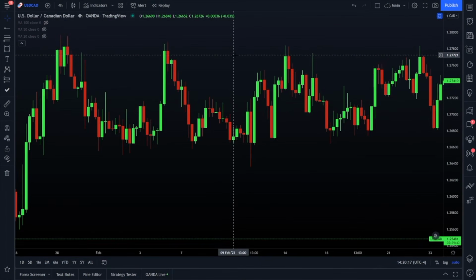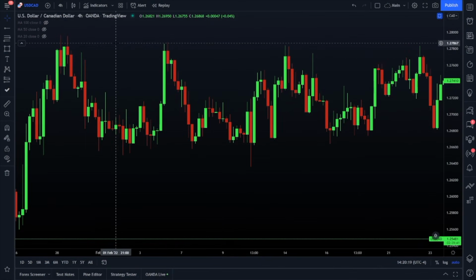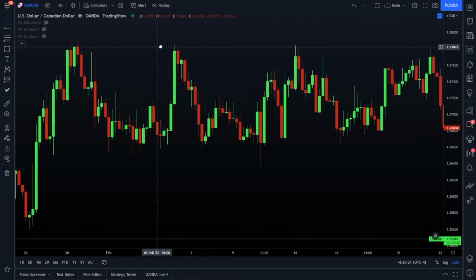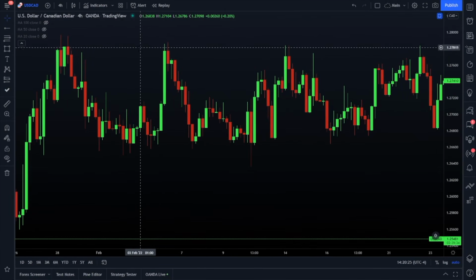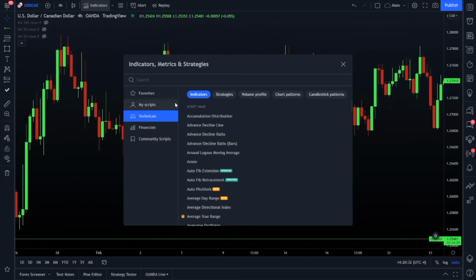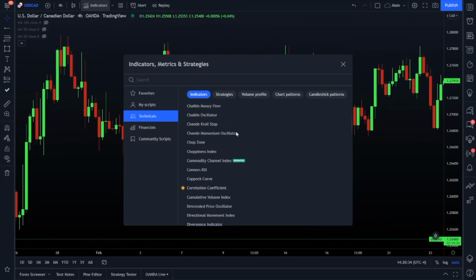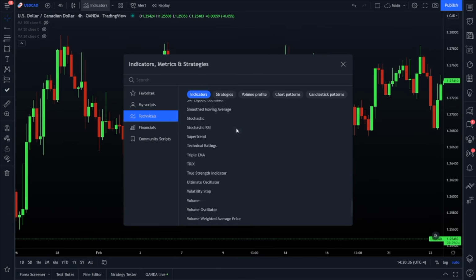The first thing you need to know is that indicators are essentially a tool that can be applied to charts to give us some sort of reading or indication, for lack of a better word, about what the market may be ready to do next. There are a lot of different indicators. If you're looking at TradingView, you can go into your indicators section. You can see there are so many different ones that are available out there.